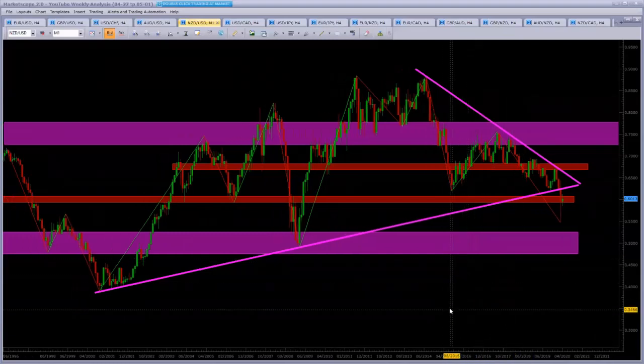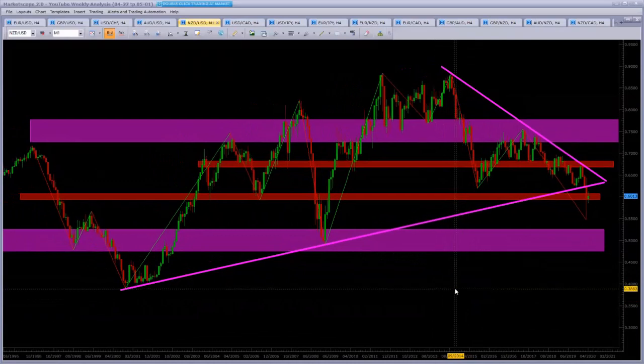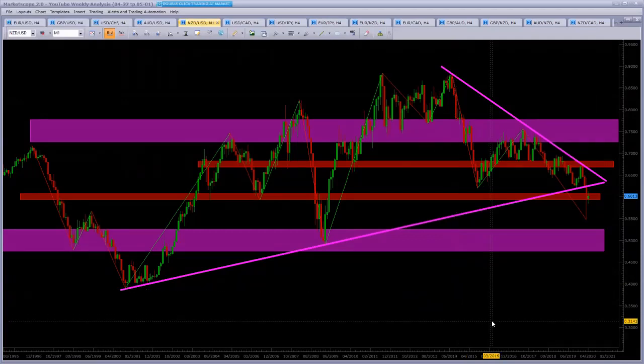All right, guys. We're going to be talking about the New Zealand dollar. If you're not sure or not really familiar with how I trade, anything that has to do with purple, those are my monthly zones of interest. Anything that has to do with red, those are my weekly levels of support and resistance.